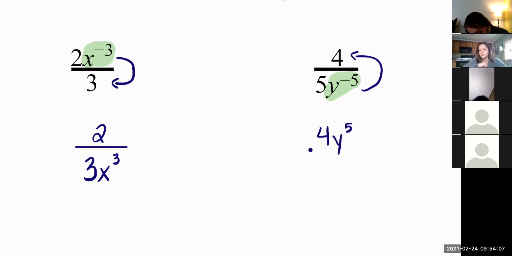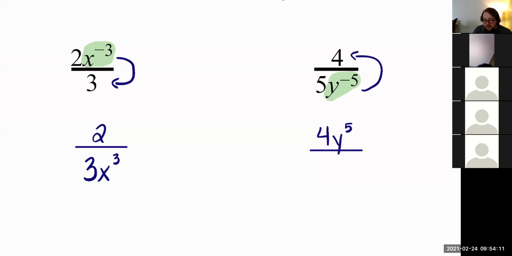How would you say that? Like if you're just talking about it, it's awkward. How would you describe this statement? Well, let me finish writing it real quick. So verbally, I would say that this is 4y to the 5th power all over 5.